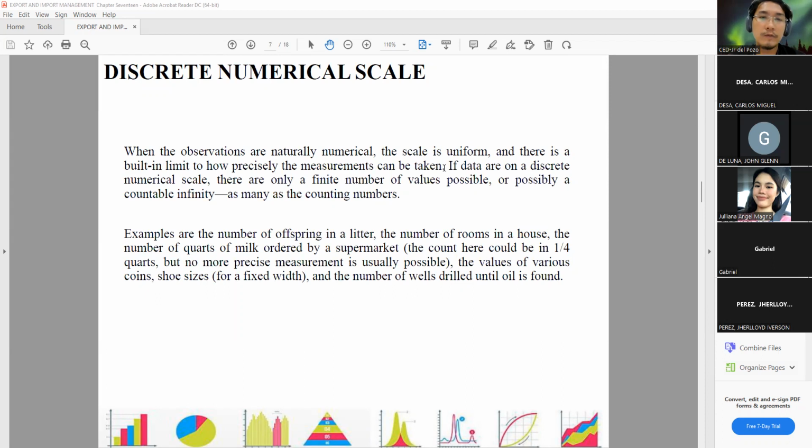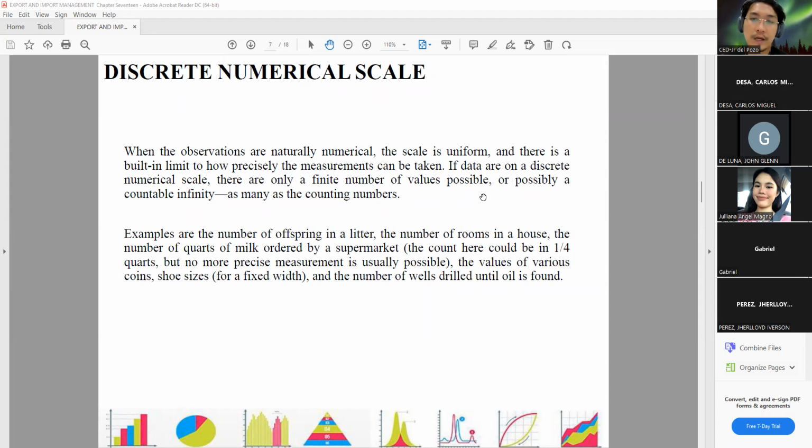Discrete numerical, when the observations are naturally numerical, the scale is uniform, and there is a built-in limit on how precisely the measurement can be taken. If data are on a discrete numerical scale, there are only a finite number of values possible, or possibly a countable infinity, as many as the counting numbers. Example is the number of offspring. So wala namang kalahating offspring. Hindi, wala namang 1.5 offspring.